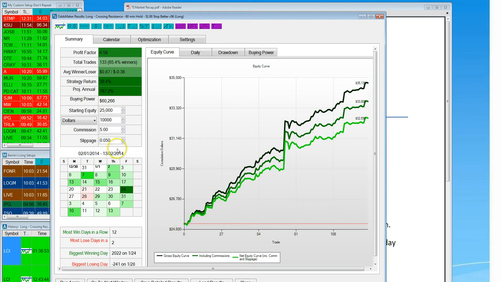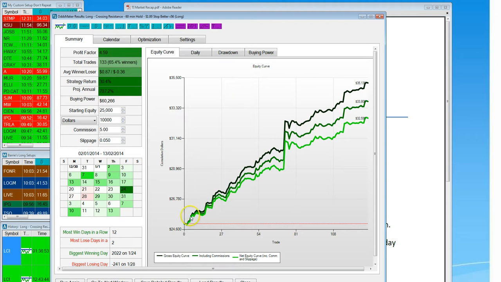I've put in $25,000 as starting equity. I believe most people in the States need that to be a pattern day trader, so that's why I've got that in there. I've committed $10,000 per trade. I put a commission of $5. I'll explain slippage a little bit later. And the buying power is fine. Most people have at least 4-to-1 buying power available to them with their equity, so we're well under that. The 60,000 is well under the 100,000 that you have available.